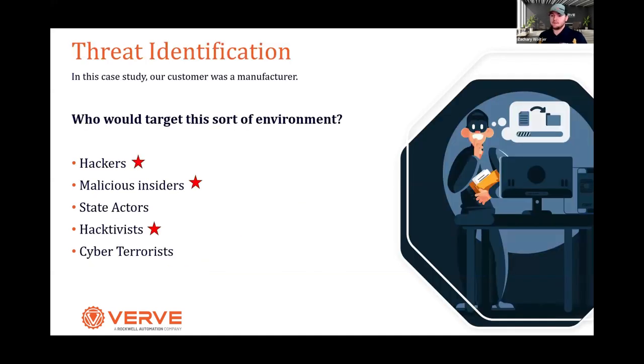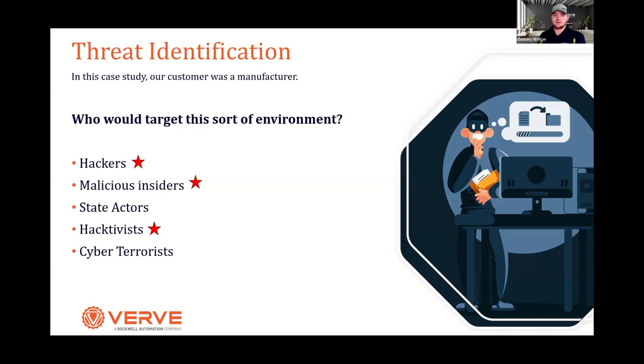As I said, this was a manufacturer. So I put a star next to each of the potential threats that would be going after this particular company. Of course, hackers, anybody that's a script kiddie, they just want to prove that they can hack into something. Everybody's got a little bit of that threat. Whether they're successful or not really depends on your level of maturity and defense in depth. Of course, malicious insiders. This is a company, so fully expecting that there are going to be some disgruntled employees at some point or another.